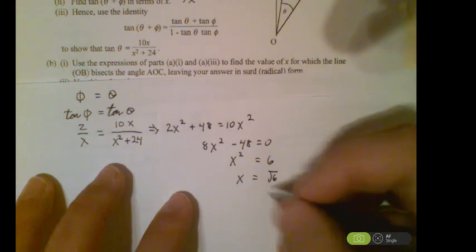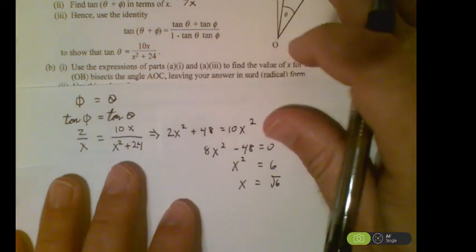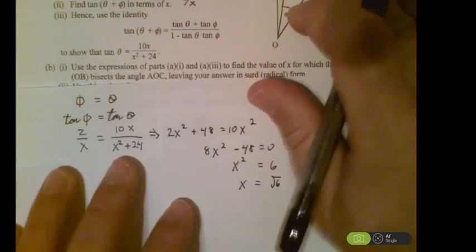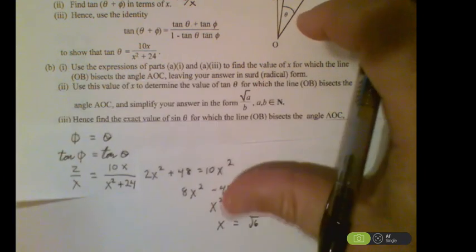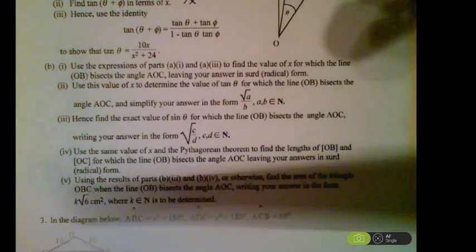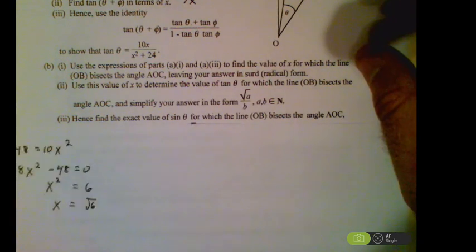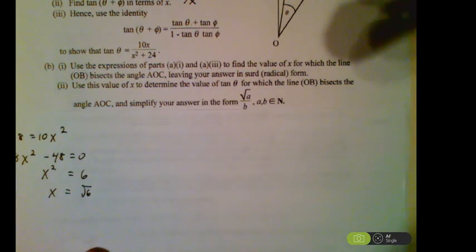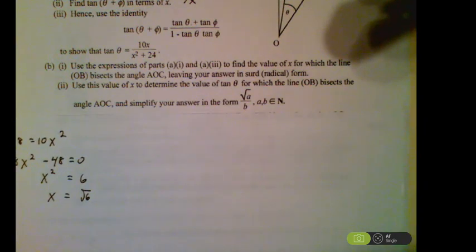And of course, we're not going to say plus or minus because x is, again, a length and cannot equal a negative number. So always something to consider when you're doing geometry for when you can or cannot use a negative number. So moving on, so use this value of x to determine the value of the tangent of theta for where it bisects the angle AOC. And it says simplify your answer in that form.